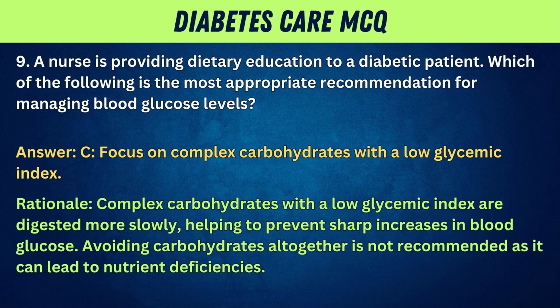Rationale: complex carbohydrates with a low glycemic index are digested more slowly, helping to prevent sharp increases in blood glucose. Avoiding carbohydrates altogether is not recommended as it can lead to nutrient deficiencies.